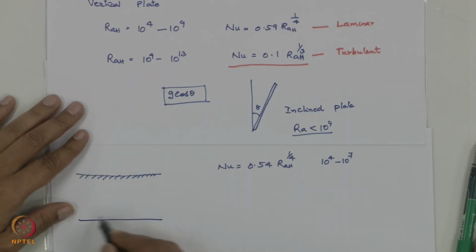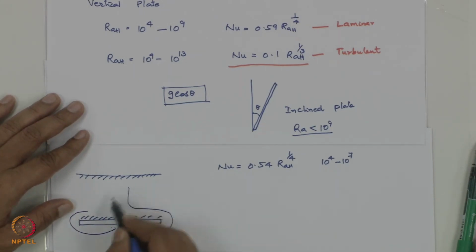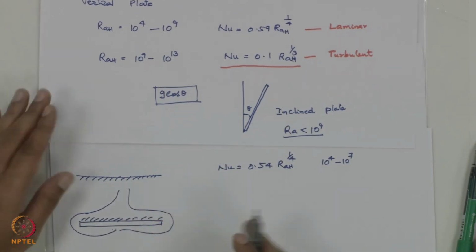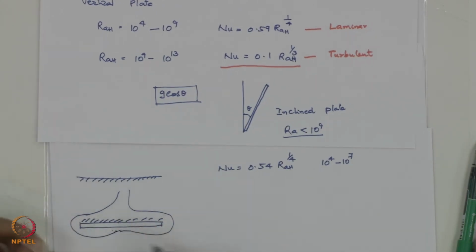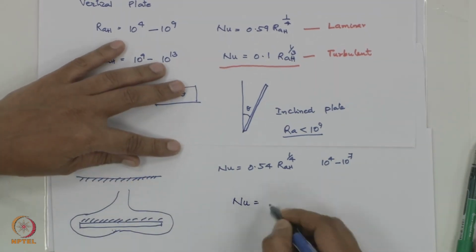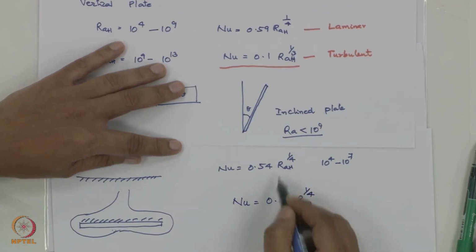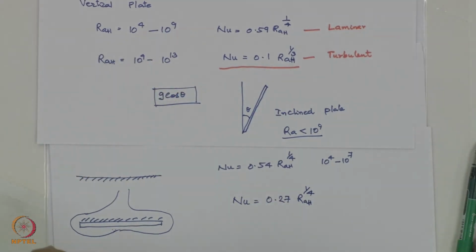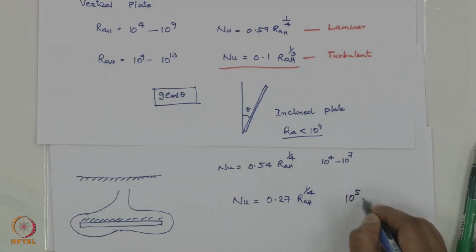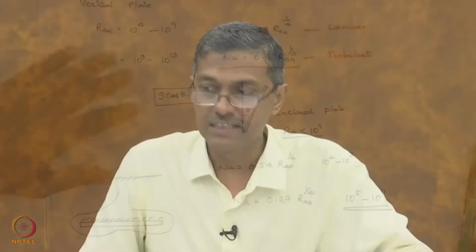But if your horizontal plate is insulated on the top and heated at the bottom, the natural convection current will form like this and go up. So it is not very easy for the fluid to move up. So you can expect a lower Nusselt number. The Nusselt number for this situation is 0.27 Rayleigh number to the power of 1 by 4. It's almost half. And this is valid for 10 to the power of 5 to 10 to the power of 11. So this is the correlation.